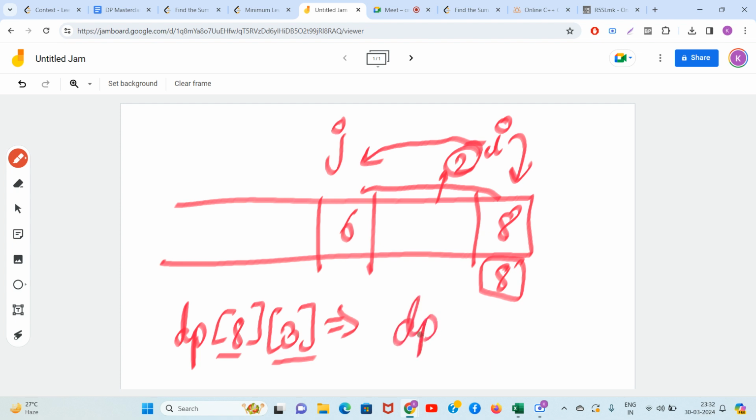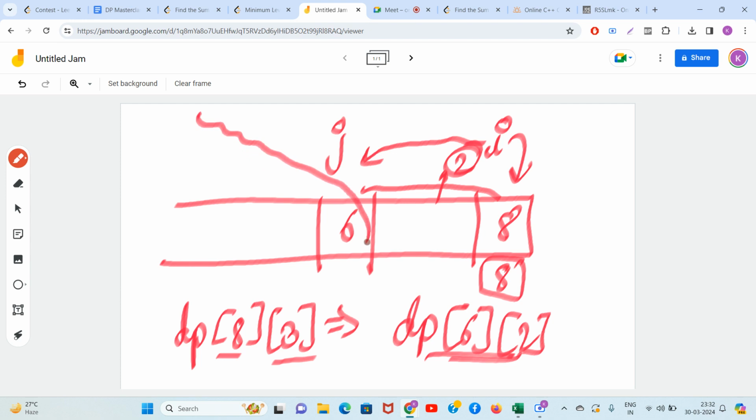But guys, for dp6 of 2, what does dp6 of 2 mean, do you understand? All the subsets till length 6, till index 6, of length 2, the sum of their minimum absolute differences. But you cannot join this guy directly with this guy, okay?